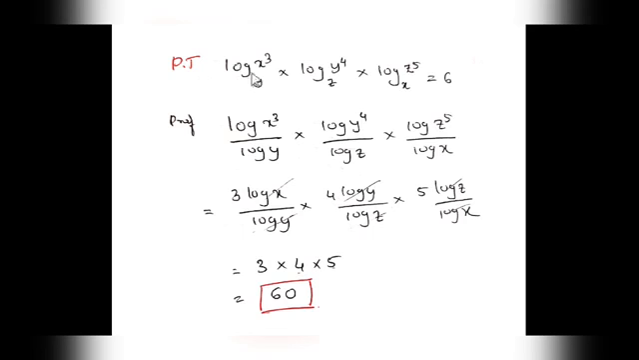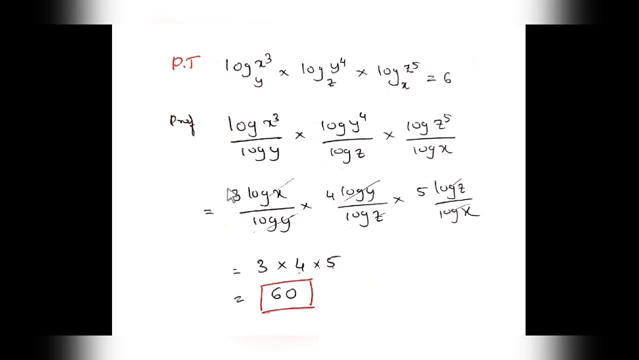Second example: log x cube to the base y into log y raised to 4 to the base z into log z raised to 5 to the base x is equal to 6. We have to prove this. We'll take the LHS and apply the change of base rule. Log x cube divided by log y into log y raised to 4 divided by log z into log z raised to 5 divided by log x.